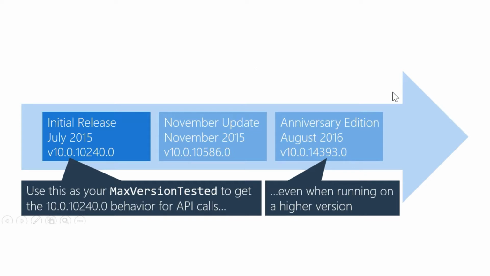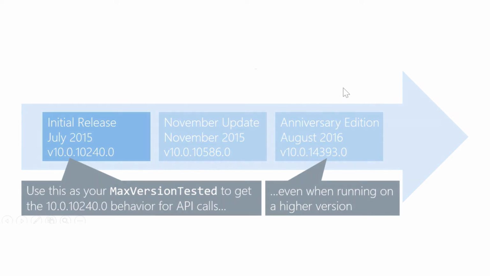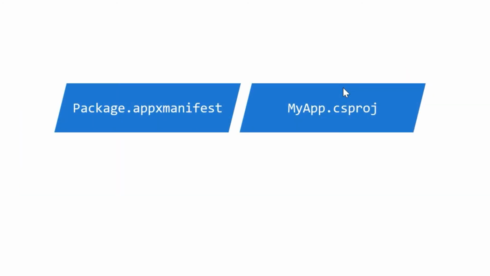It's kind of a complex issue, but it is important to know at least the basics here, because you're required to set max version tested for your app. And if you read the documentation for max version tested, it does discuss that it's used to implement this kind of quirk behavior. So there's 2 version numbers that you have to set.